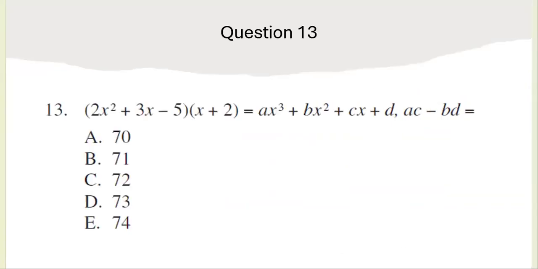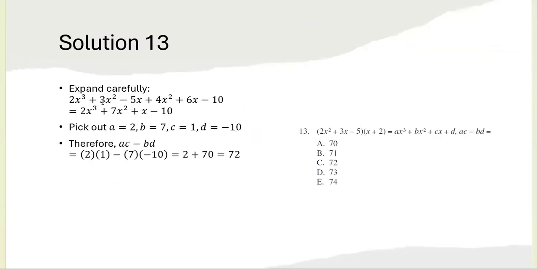Okay, question 13. You're given this equation, and you're asked to find AC minus BD. So I would just expand this out carefully and combine like terms afterward to get all your coefficients. You should get 2x cubed plus 7x squared plus x minus 10. So A is 2, B is 7, C is 1, D is -10. So AC minus BD, you should get as 72.